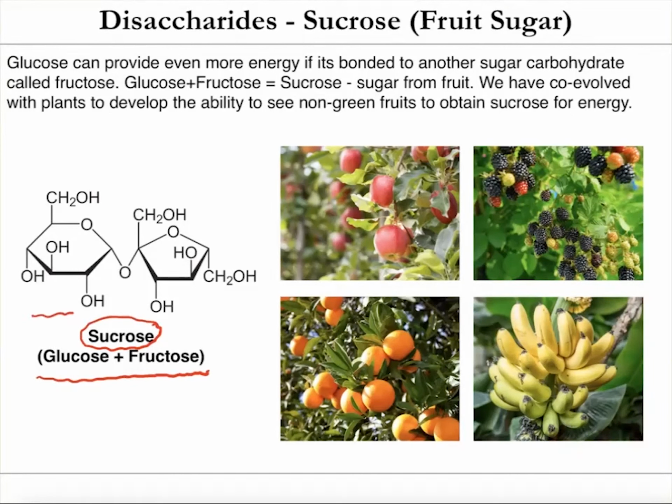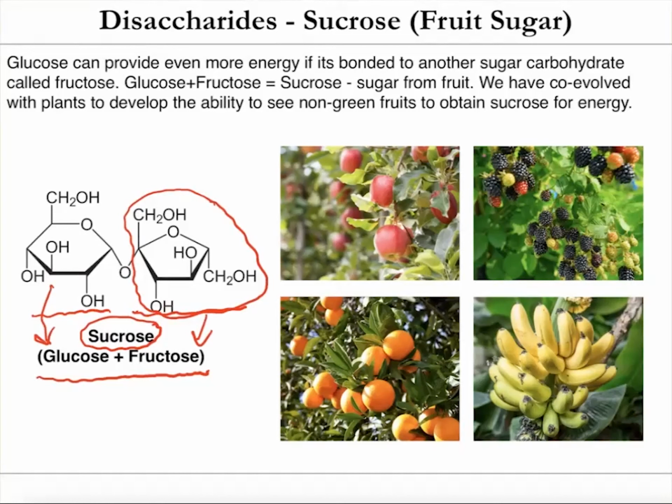And so this sucrose molecule can provide all the energy from glucose, and this fructose can also be modified. So this is fructose right here, and that's glucose. So fructose can also be modified and metabolized through those processes that we just looked at in the last slide.